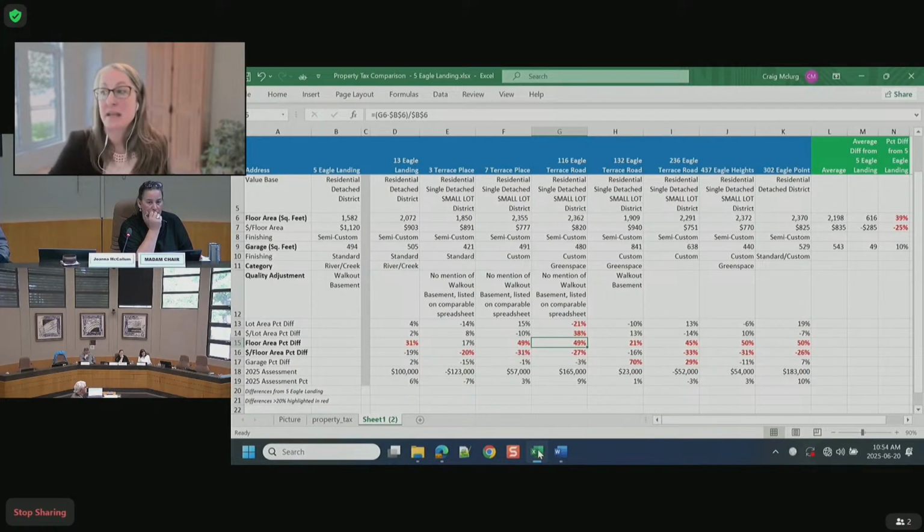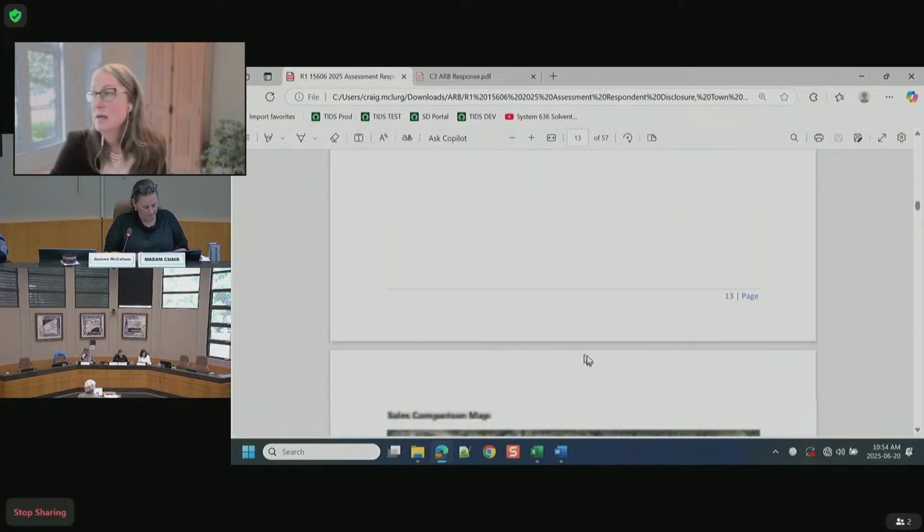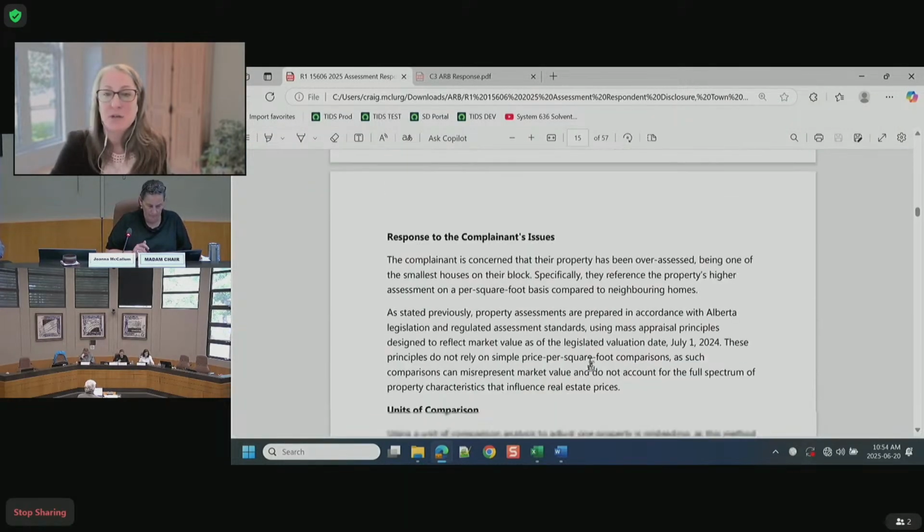If they all had basement suites, they all had walkout basements, they all backed onto Cougar Creek, then looking at it on a per square foot basis would be more reliable, because the only difference would then be the size. The other part of that is, and I've included it in my disclosure, I think on pages 15 and 16, there's also the principle of diminishing returns that comes into play when we're looking at a per unit basis.